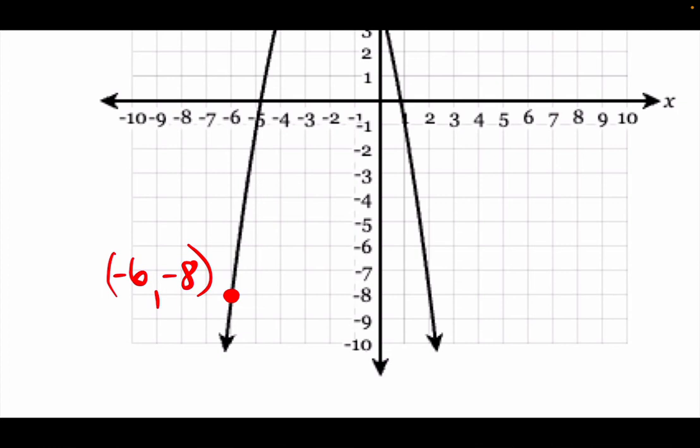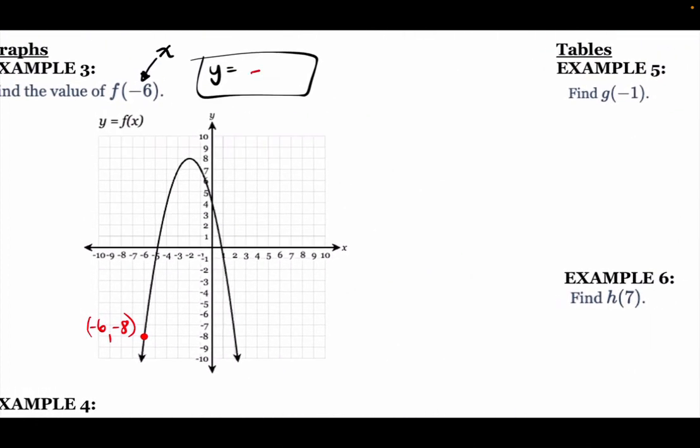Well, which of those did we already know? -6 or -8? -6, right? So what do you think our answer is going to be? -8. Done. They'll always give you half of it. They'll always give you half. You just got to figure out the other half.